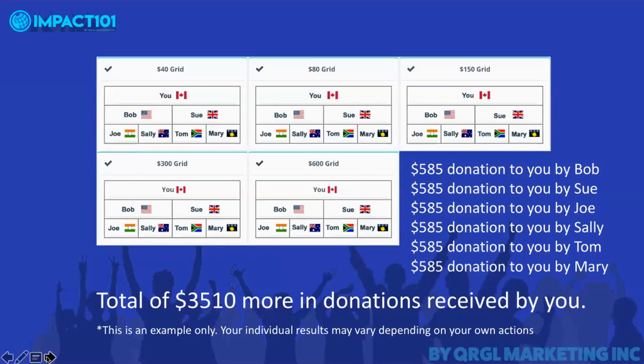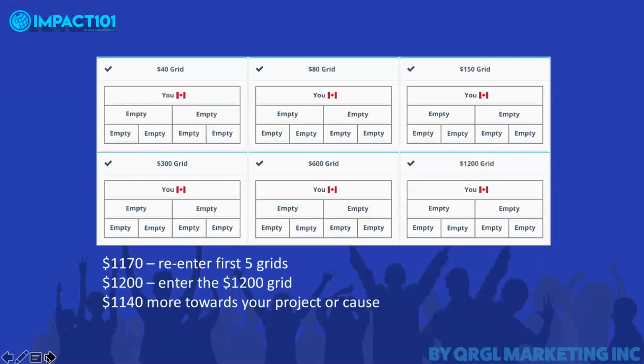So now let's look at your situation. You just received 6 donations of $585. That's a total of $3,510. Here's what you do next to maximize the donations to you. Take 1,170 of that and re-enter the first 5 grids so you can continue to receive donations there. Take 1,200 of it and use it to enter the $1,200 grid. That opens up a whole new donation stream for you where you can now be receiving $600 donations.